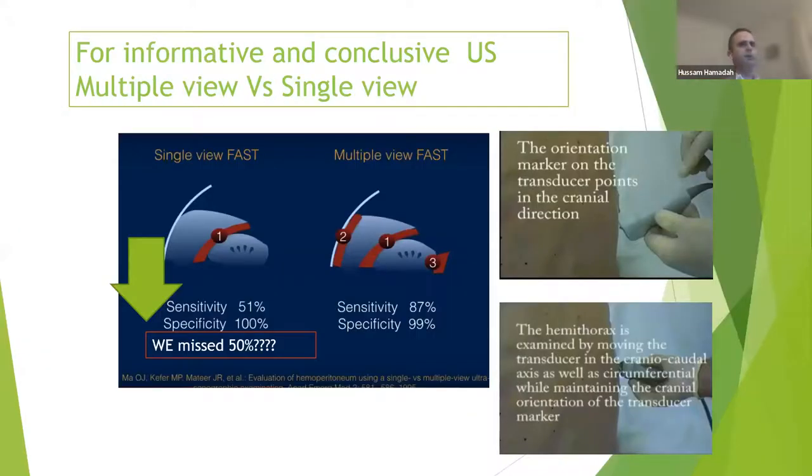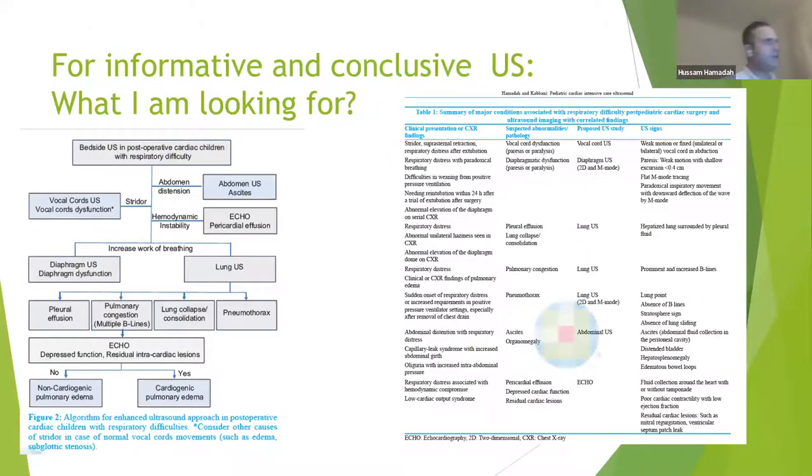The most important thing when you are going to do ultrasound is don't do a single view. Try to do multiple views because this will increase your sensitivity and specificity to almost 100%. So in general, you will put your marker toward the head of the patient, toward 12 o'clock, and you will go up and down. Then you will put your marker toward 9 o'clock and you will go right and left. So you will get multiple views and you will increase your sensitivity and specificity.